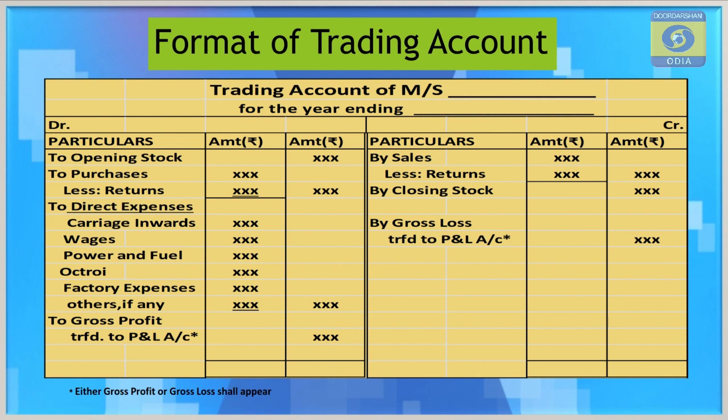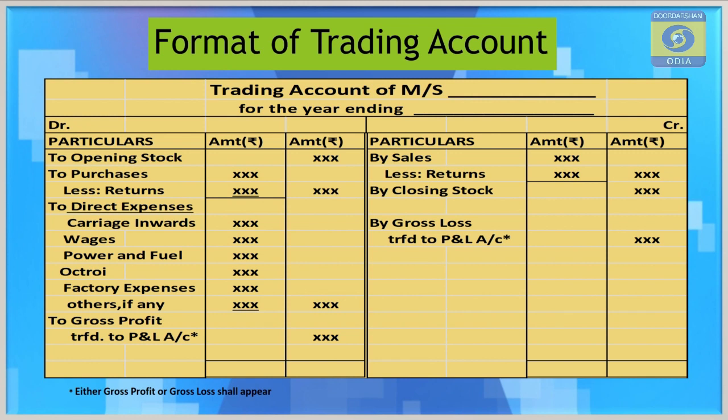In the particulars column we will write down to opening stock. So the first item that appears on the debit side of the trading account is the opening stock. If it is a running business, then whatever is the stock that is unsold at the end of the previous year, that will be the opening stock for the current year. So the value of the opening stock will be put in that amount column.